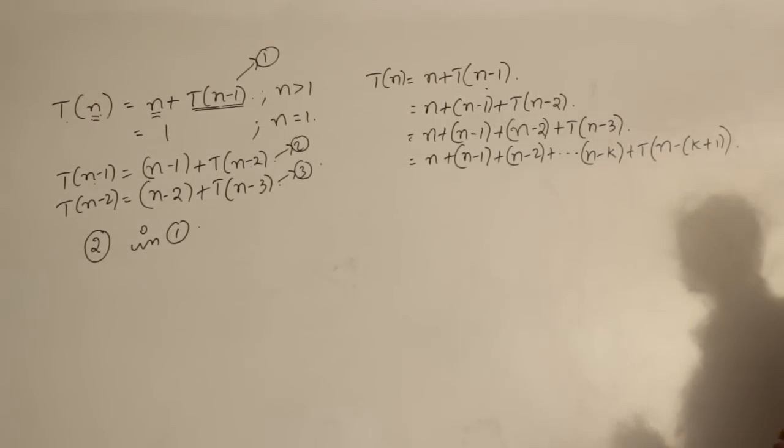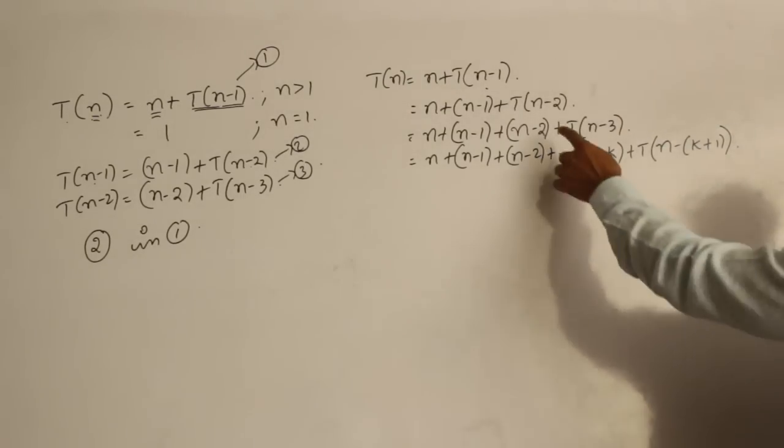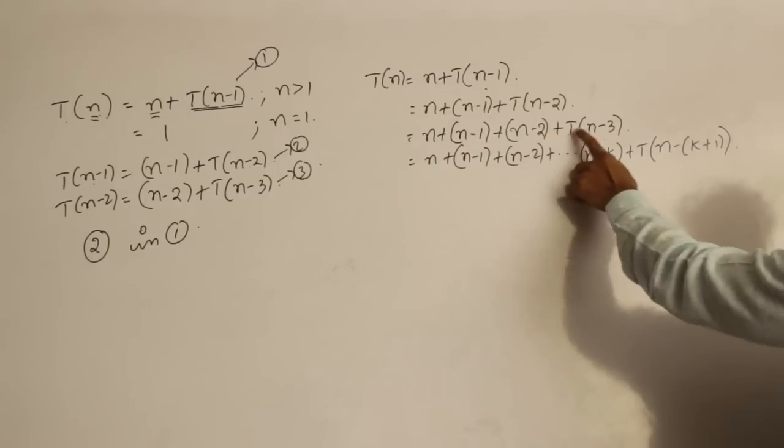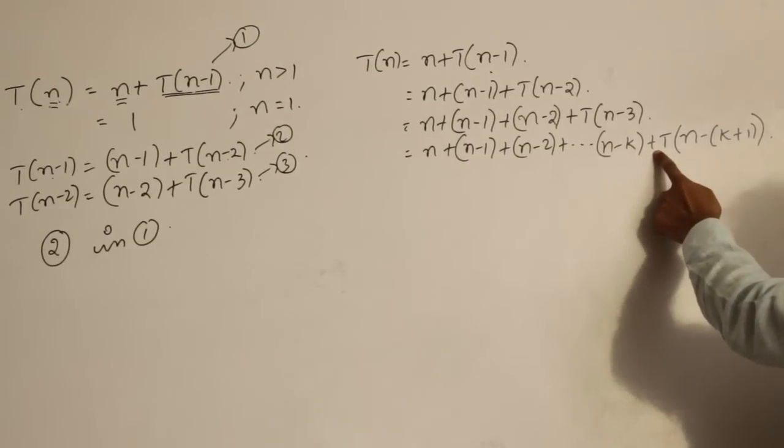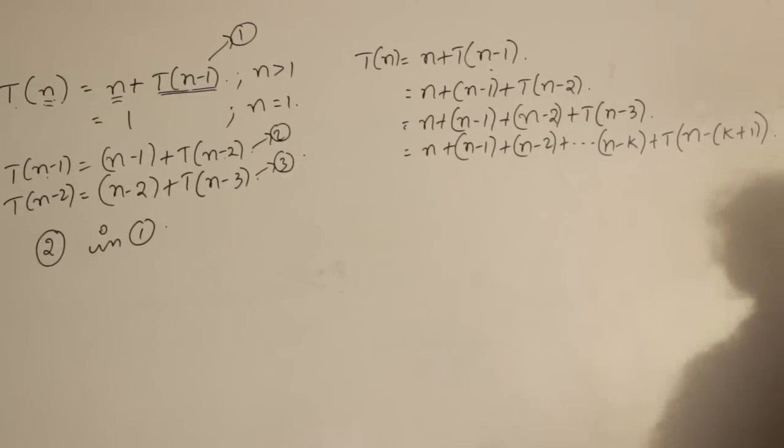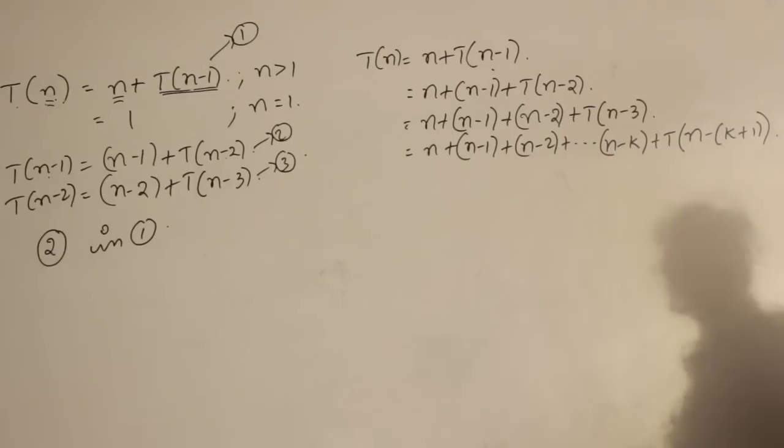How did I write this? Just see, I am just following the sequence, right? So if it is n minus 3, n minus 2 here, then it is followed by n minus 3. Similarly, if it is n minus k, then it will be followed by n minus k minus 1. So I am just writing it in a sequence.